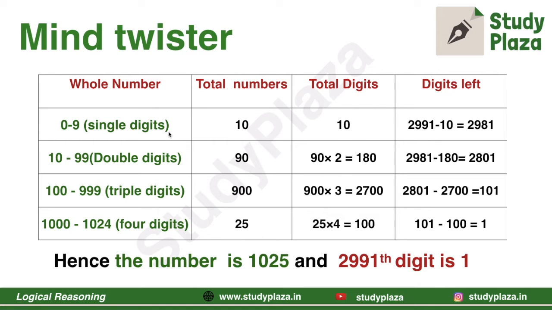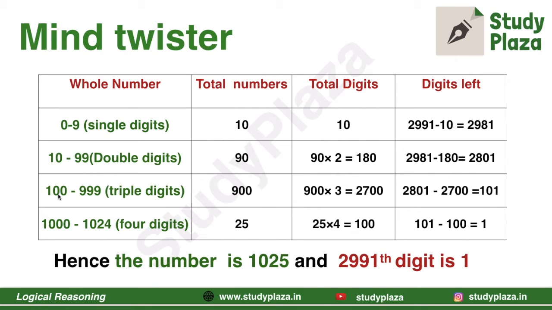Let us start with the single digit numbers. 0 to 9 are the single digits, so total numbers are 10. So total digits again will be 10, and digits left will be 2981. Now we move to the double digit numbers or two digit numbers. These are 10 to 99 and total numbers will be 90. So total digits will be 180 and digits left will be 2801.